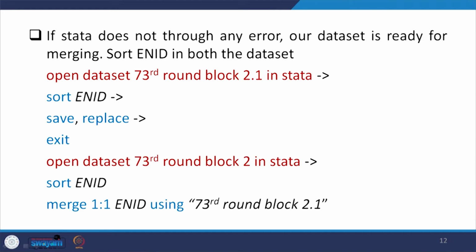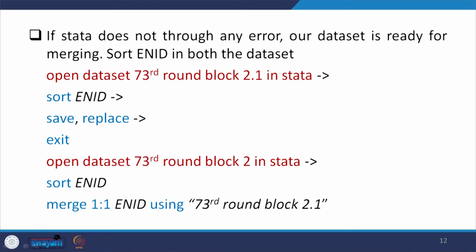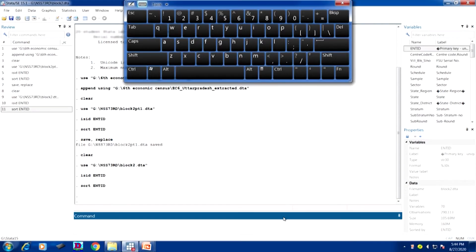Now, look at it. I have opened now in front of you the master block file of the 7th block, number 2. Okay. Now, I have also sorted. Now, what is left? Merge. Okay. So, merge 1 to 1. Now, what is the variable we will be using? In this case ENTID, then using the block number 2. Okay, that is all. So, let me proceed, I will go for merge, MERGE.